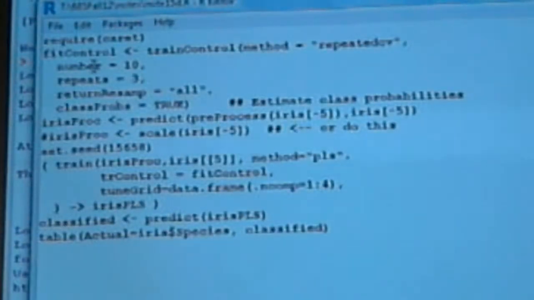Basically, we start with this train control method. Suppose here we're doing cross validation 3 times, and each time is 10-fold cross validation. So here, repeat 3 times. We use a repeated cross validation. The 10-fold cross validation is done each time, and we do it 3 times. And return the resample result, the final result, and you estimate class probabilities. So basically, these are the set of parameters we set up there.